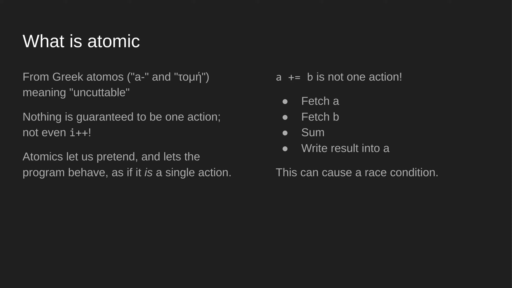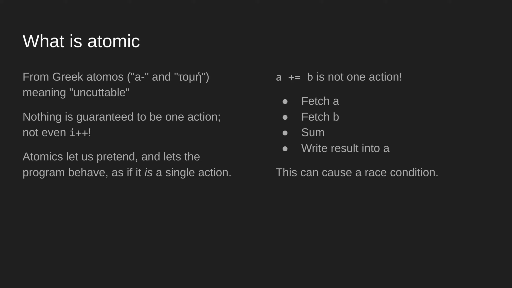And nothing is guaranteed to be one action. We saw earlier in the counting example, we got a really weird number. We had 8 threads and they all incremented 10,000, right? And instead of seeing 80,000, we got this really weird 35,000 number. And that's because the plus plus operation wasn't atomic.